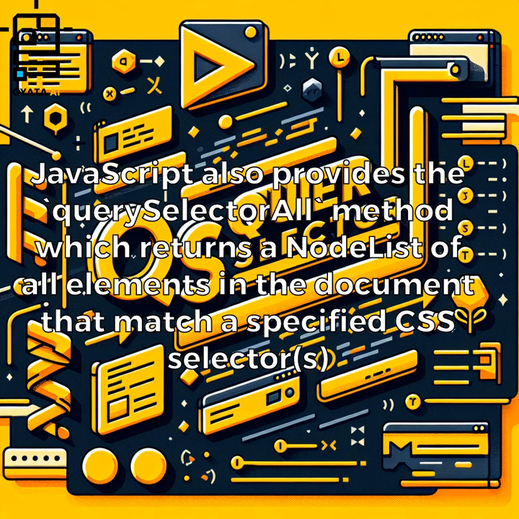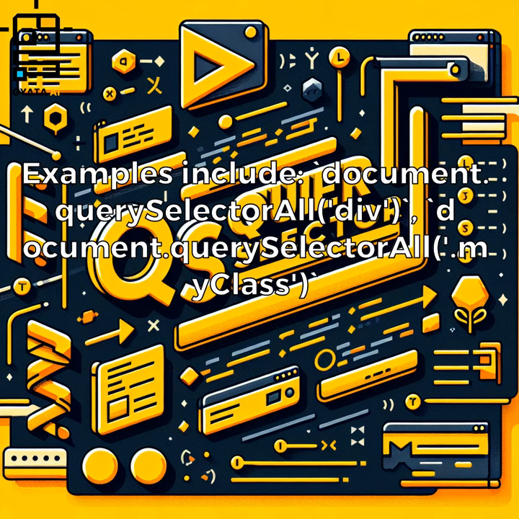JavaScript querySelectorAll. JavaScript also provides the querySelectorAll method, which returns a NodeList of all elements in the document that match a specified CSS selector. Examples include document.querySelectorAll('div'), document.querySelectorAll('.myClass').